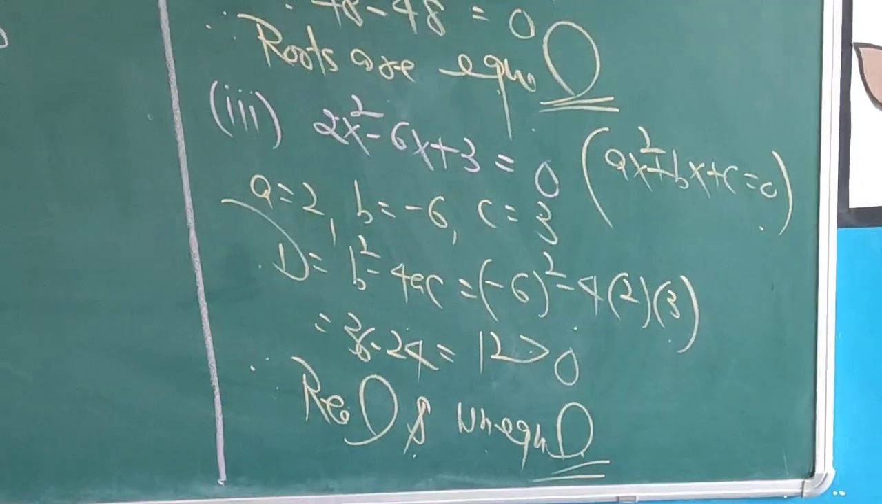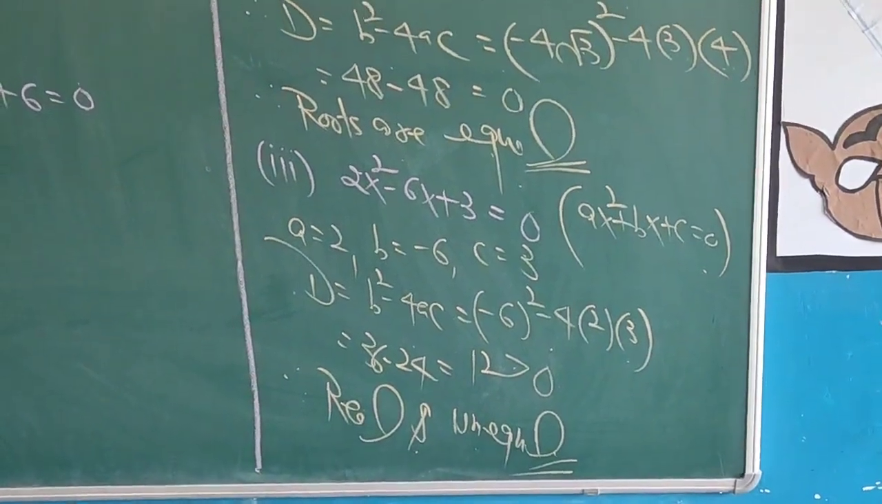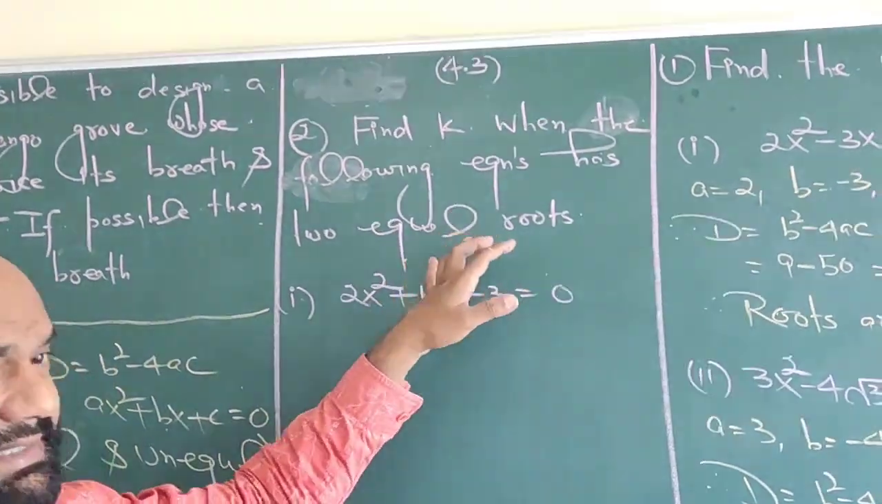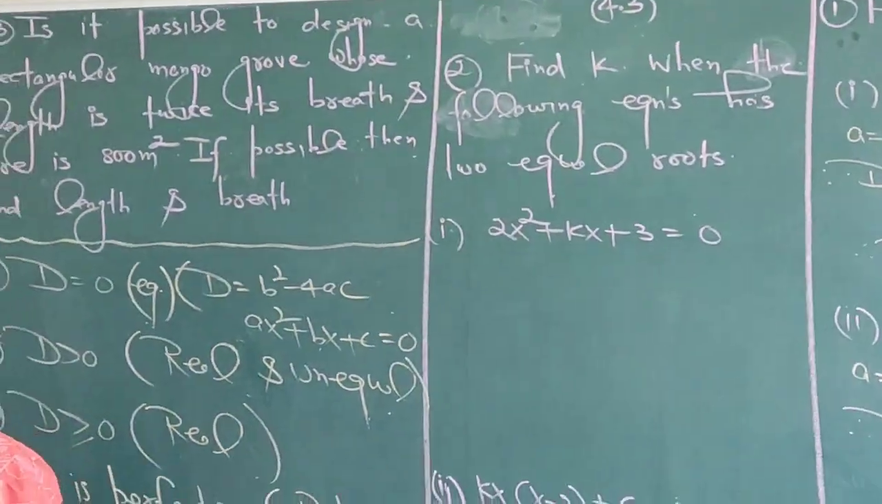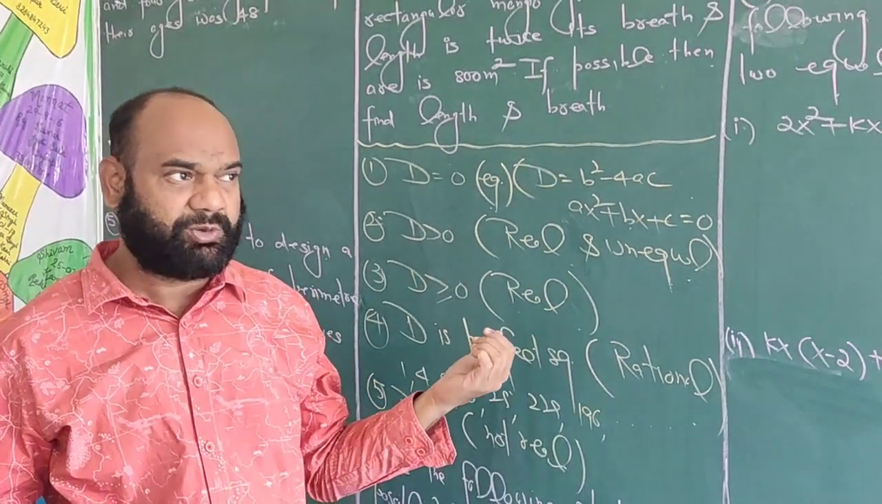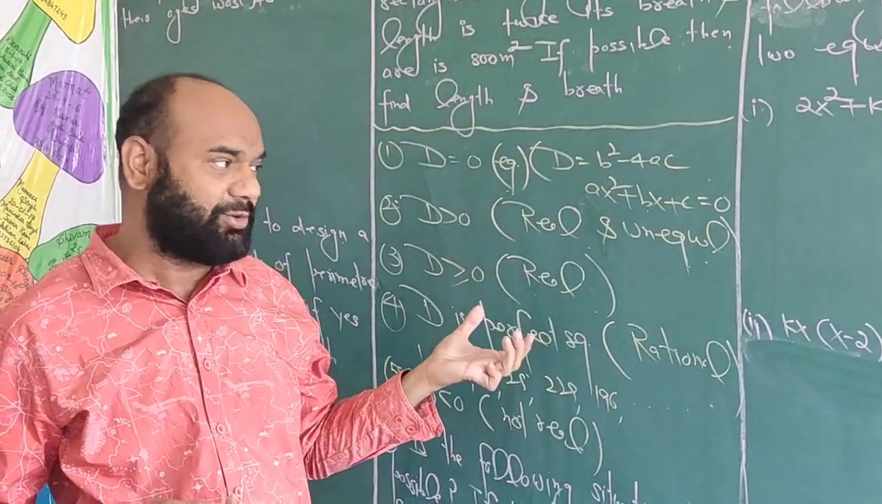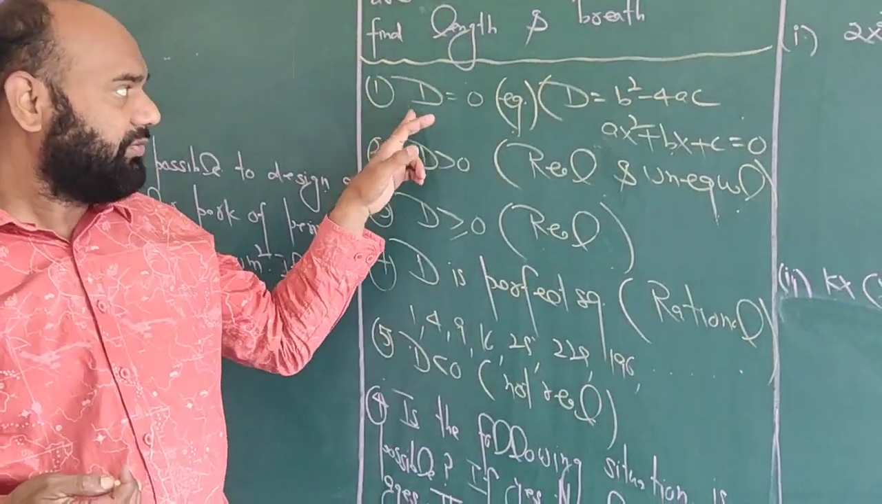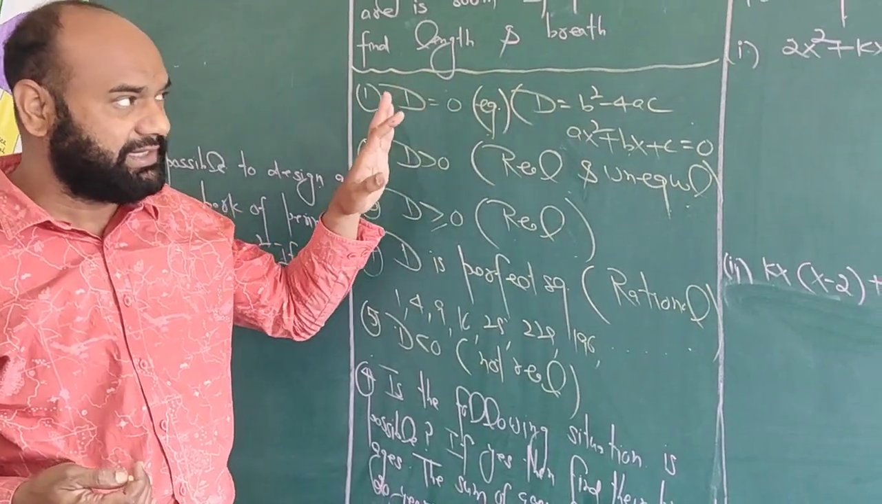And the second question of this exercise is to find k when the following equation has two equal roots, and we know when in any quadratic equation the two roots are equal then the discriminant must be equal to 0. We see the condition first, nature of roots. When D equals 0 then roots are equal.